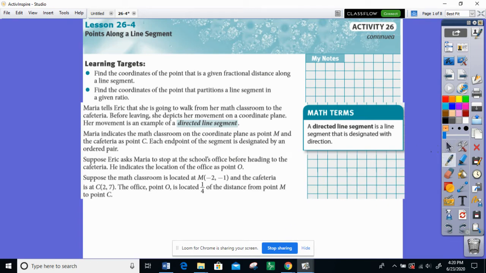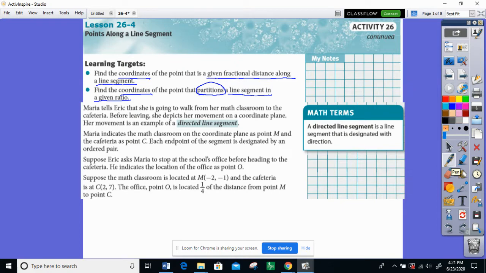Schnitzius, and this is the last lesson for Activity 26, learning about coordinate proofs. So this lesson is going to be a little bit different. It's still going to involve coordinates, but we're going to find the coordinates of the point that is a given fractional distance along a line segment. And we're also going to find the coordinates of the point that partitions, that basically means divides, a line segment into a given ratio. All right, so we're still working along with Maria and Eric in this lesson.